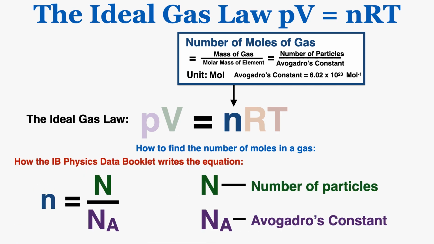The IB Physics Data booklet writes the equation for n like this: lowercase n is equal to uppercase N over uppercase N subscript A. Uppercase N is just the number of particles in the gas, and uppercase N subscript A is Avogadro's constant. And Avogadro's constant is also given in the IB booklet. So you'll never have to memorize that on a test.